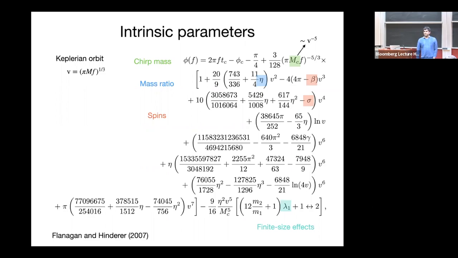So the fourth line, maybe not with the log, did you put it fourth on the slide because of the other three? It should be a v to the five there. Yeah, I think it's v to the five.